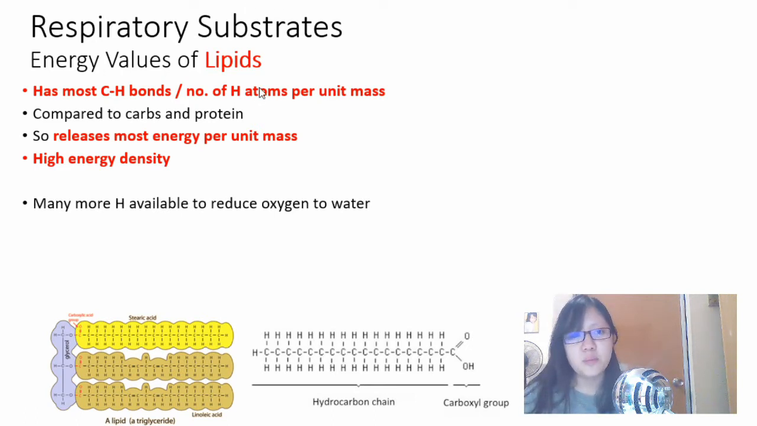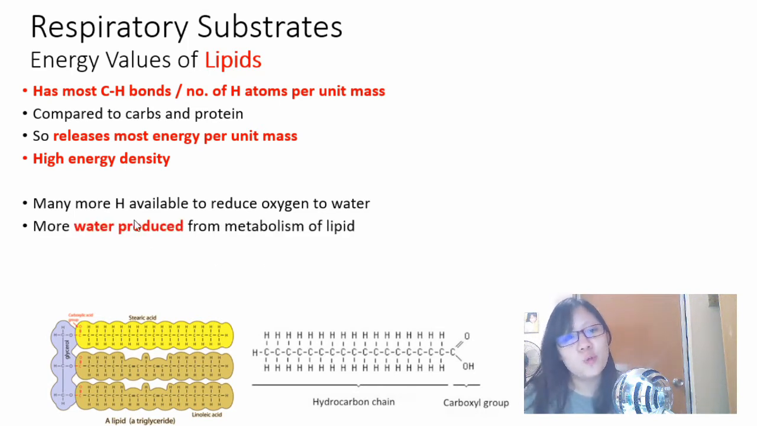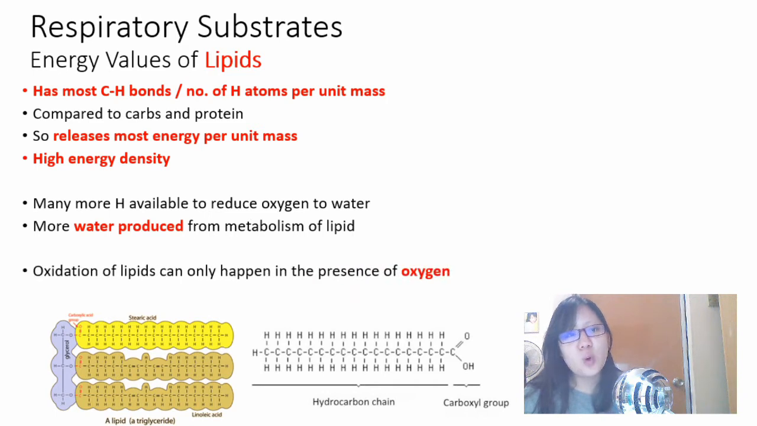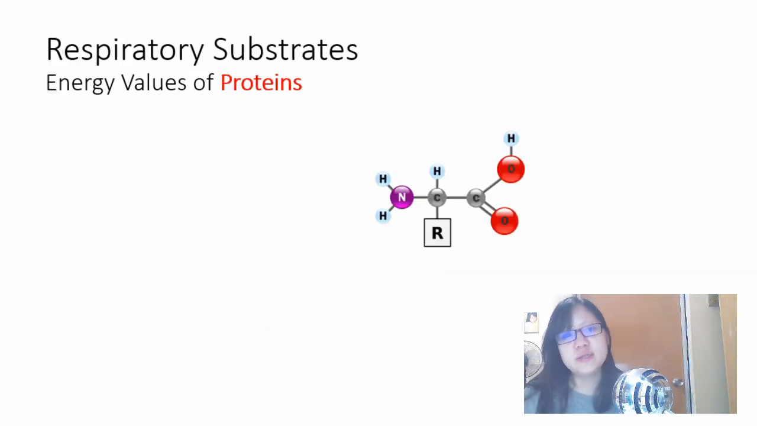Since it has a lot more H atoms per unit mass, this means many more hydrogens are available to reduce oxygen to water, and we can expect a lot more water to be produced from the metabolism of lipid, because there are just so many hydrogens. So oxygen is a hydrogen acceptor, the final one, and therefore more water is produced as well. Now, it's important to note that lipids can only be oxidized in the presence of oxygen. Same for proteins, which we'll see in a moment.